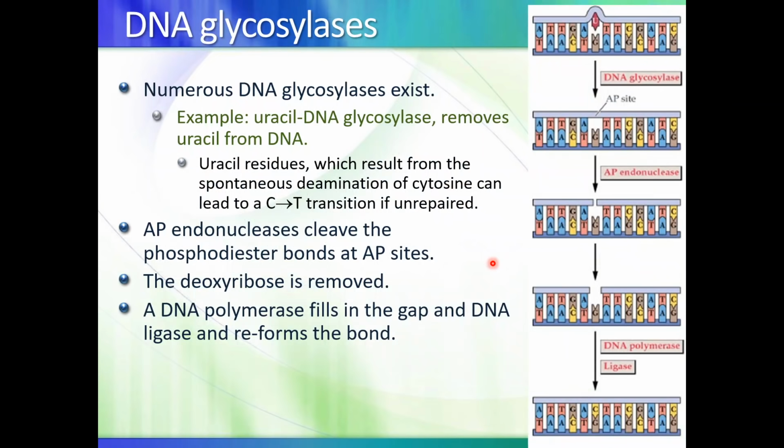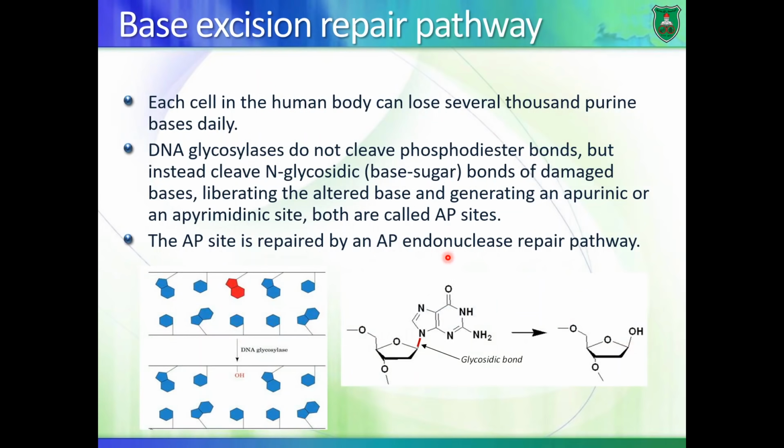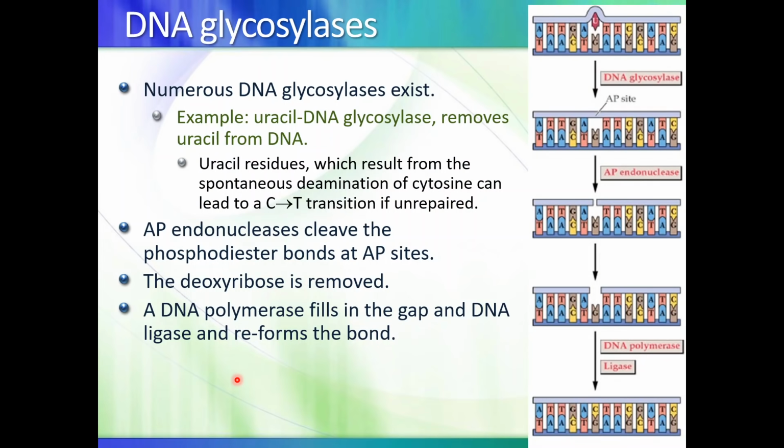Now, what happens here is that you have a base that is damaged, okay, and you have this AP endonuclease repair pathway that removes the base that is damaged or that is missing a base, and it can be filled in. So here's an example of a specific excision repair pathway. It's basically mediated by enzymes known as DNA glycosylases.